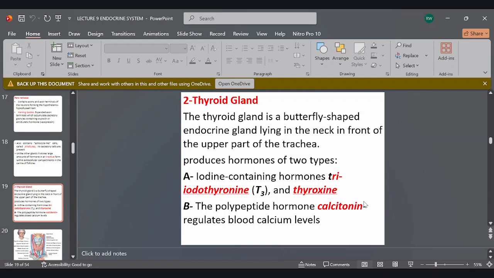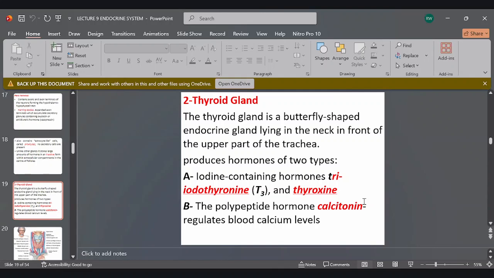Thyroid gland. The thyroid gland is a butterfly-shaped endocrine gland lying in the front of the neck, over the upper part of the trachea, that produces hormones. They produce two hormones, which are called T3 and T4. The T3 is called triiodothyronine, and the T4 is called the thyroxine hormone. So these are the hormones being produced by the thyroid gland. We also have the peptide hormone calcitonin, which regulates the calcium level in the body.